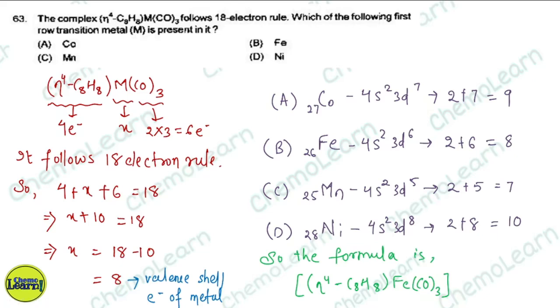Okay, so we have to check which metal contains 8 electrons in its valence shell. Cobalt contains 9 electrons in its valence shell, whereas iron contains 8 electrons in its valence shell. Manganese 7 and nickel contains 10 electrons in the valence shell. So the formula will be eta 4 C8H8 Fe(CO)3, because iron has 8 electrons.